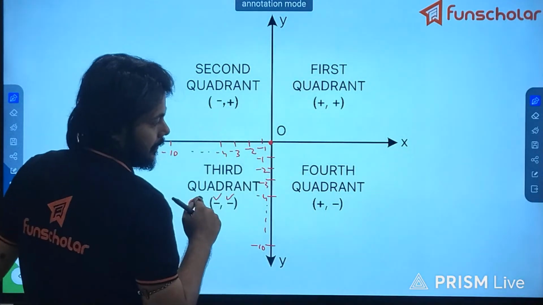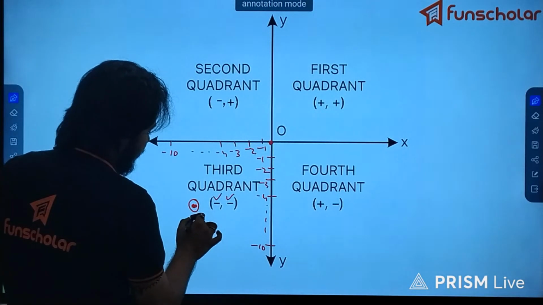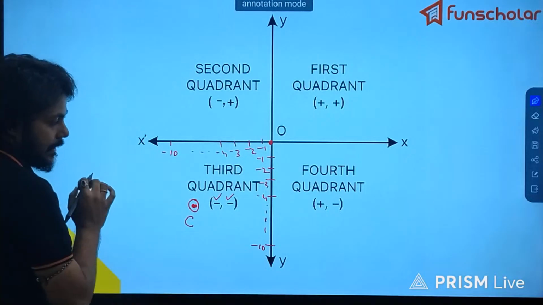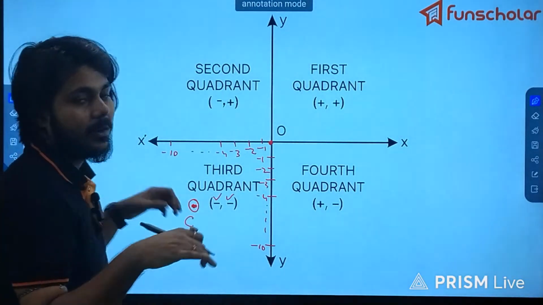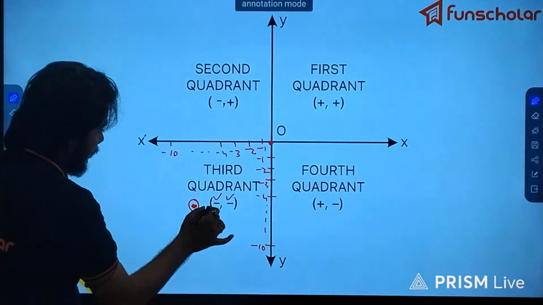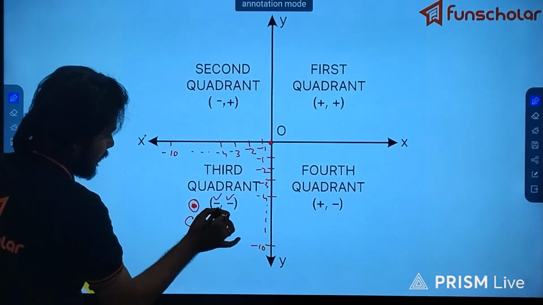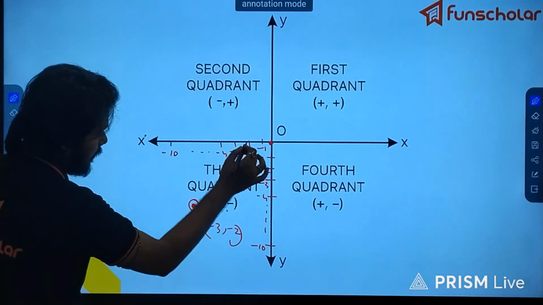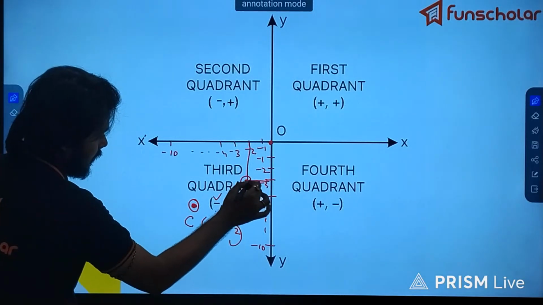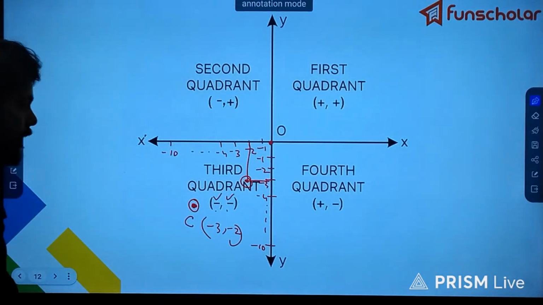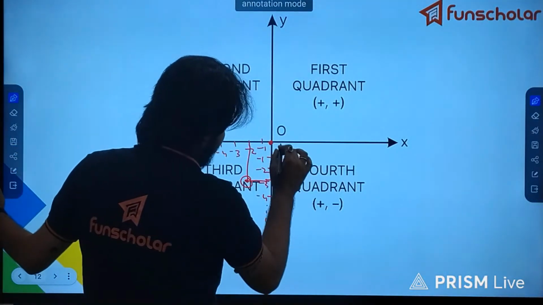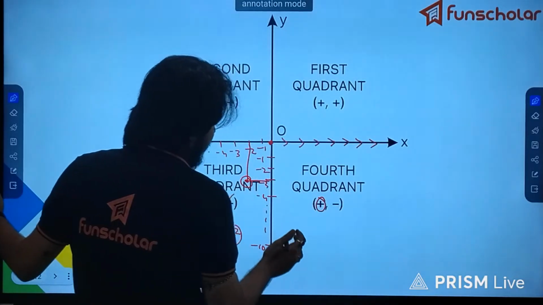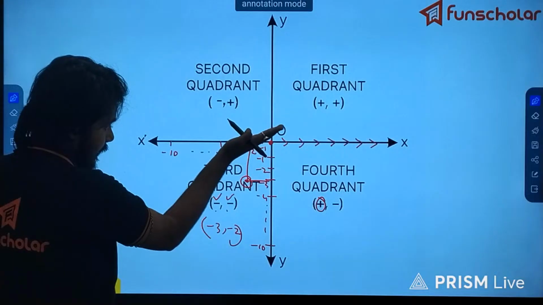also be considered negative. So this particular point C is obviously situated below the x-axis. That's why this point will also be considered negative. So the coordinates of this point will be both negative. Suppose -3 comma -2, something like this.